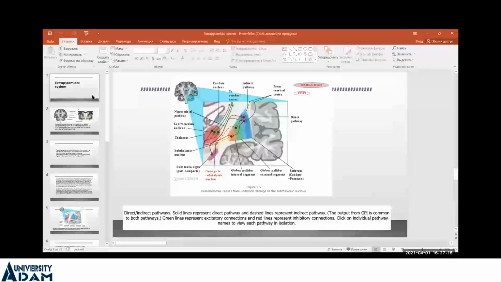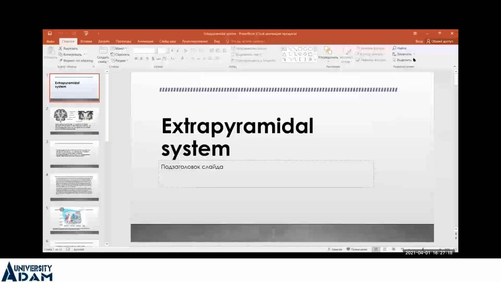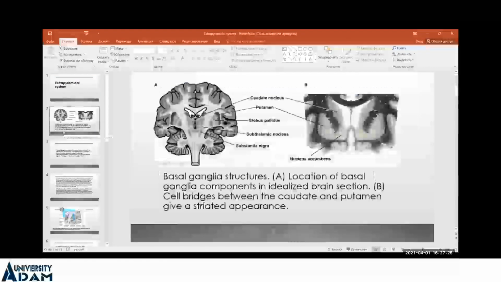Now let's talk about the extrapyramidal system. So the extrapyramidal system, guys, is a system which includes different structures from deep nuclei, such as the caudate nucleus, putamen, globus pallidus, subthalamic nucleus, and substantia nigra, okay? So this is a brain structure you can see here.